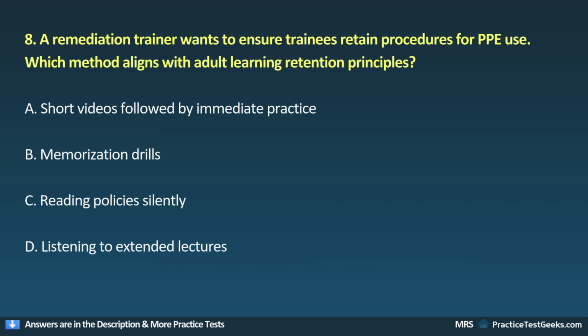8. A remediation trainer wants to ensure trainees retain procedures for PPE use. Which method aligns with adult learning retention principles? A. Short videos followed by immediate practice. B. Memorization drills. C. Reading policies silently. D. Listening to extended lectures.